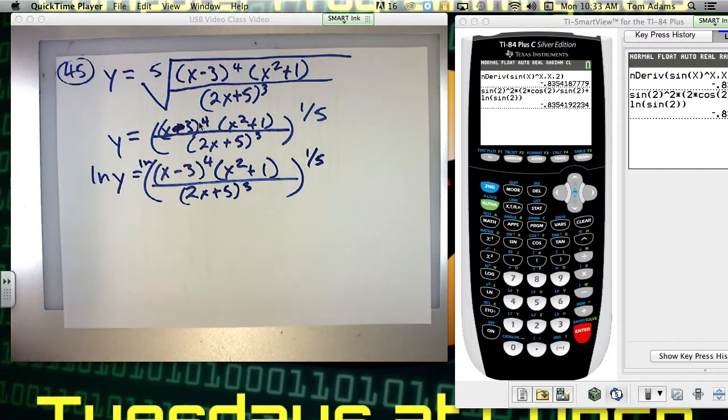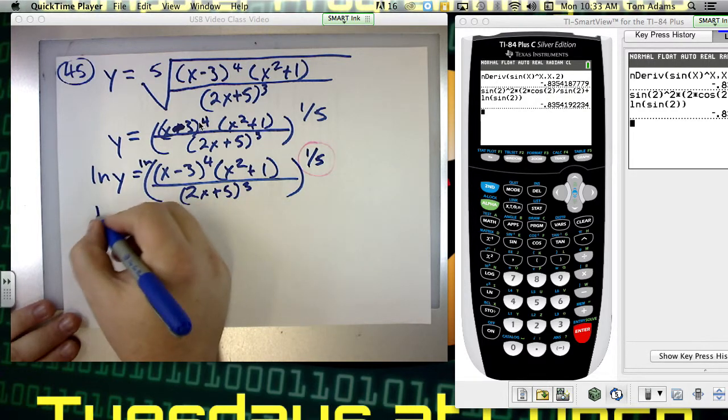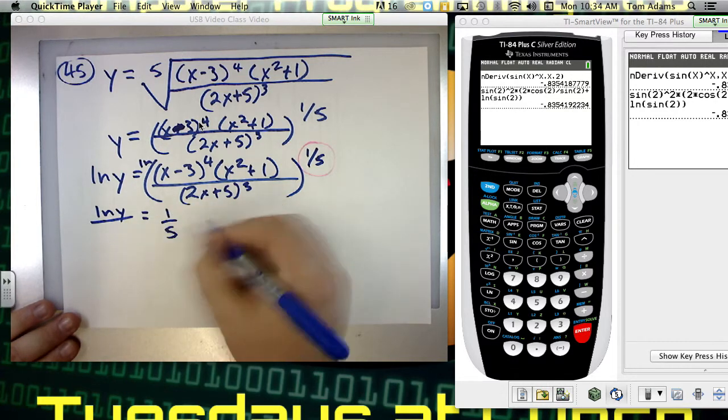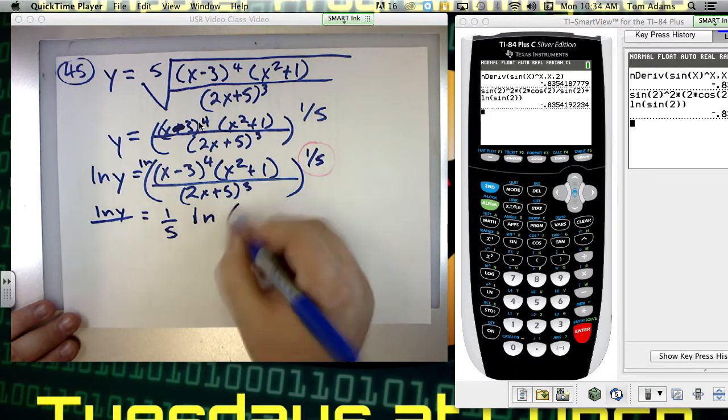Now, the reason we did that is, what do the properties of logs allow us to do with that 1/5 power? Throw it to the front. So I'm going to have the natural log of y is equal to 1/5 the natural log of all this stuff.